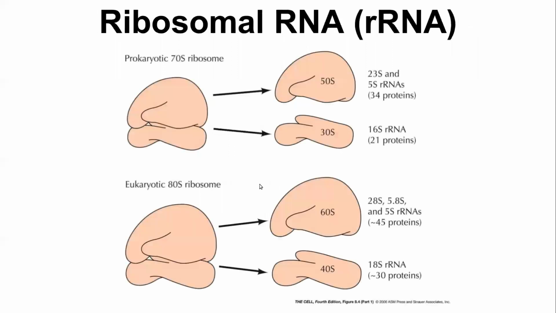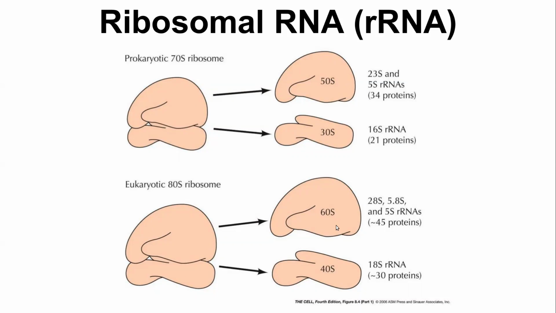So ribosomal RNAs are basically of two types: prokaryotic and eukaryotic. The prokaryotic ribosome is 70S. I think all of you know about the S here. And the eukaryotic ribosome is 80S. The prokaryotic ribosome has two subunits, 50S and 30S. The 50S subunit contains 23S and 5S rRNAs and 34 proteins. This is the larger subunit, and this is the smaller subunit, and eukaryotes have 60S and 40S subunits.